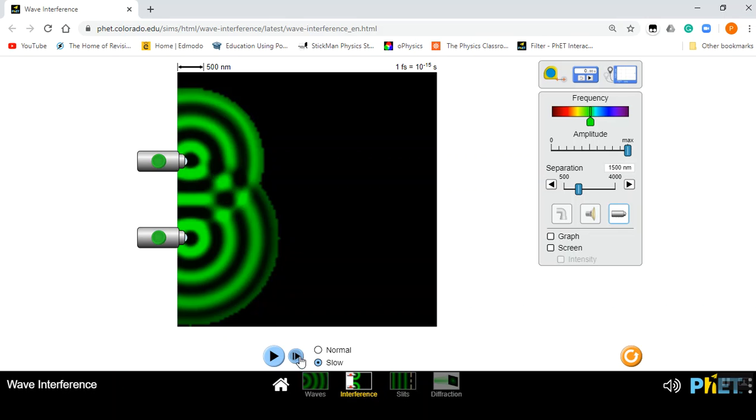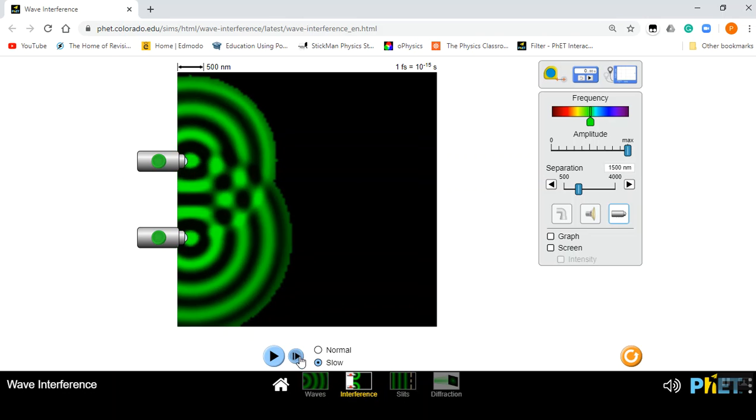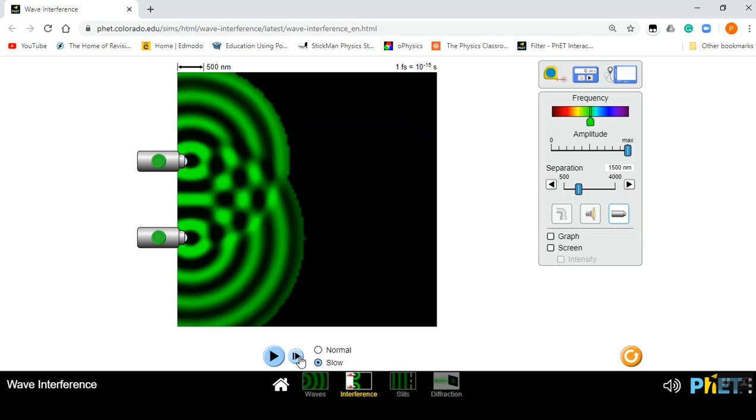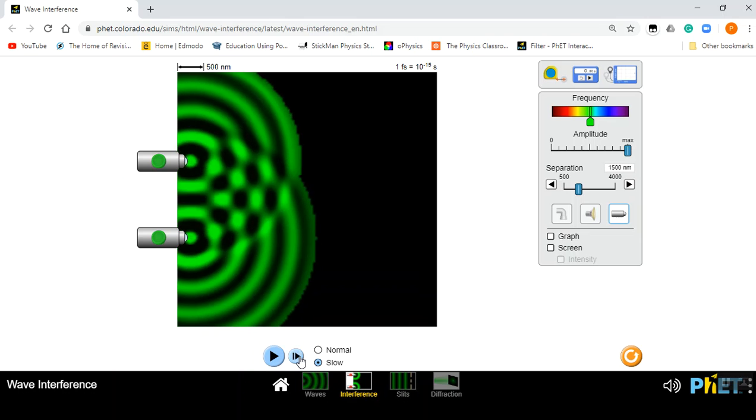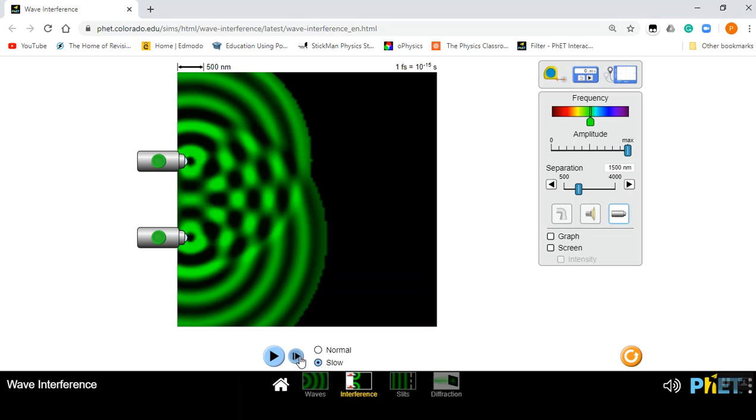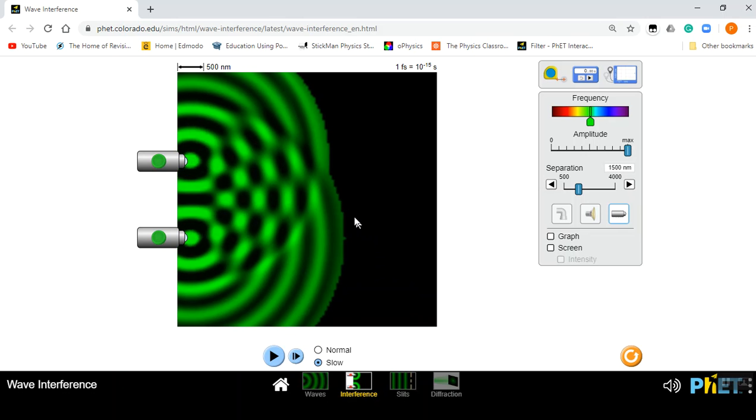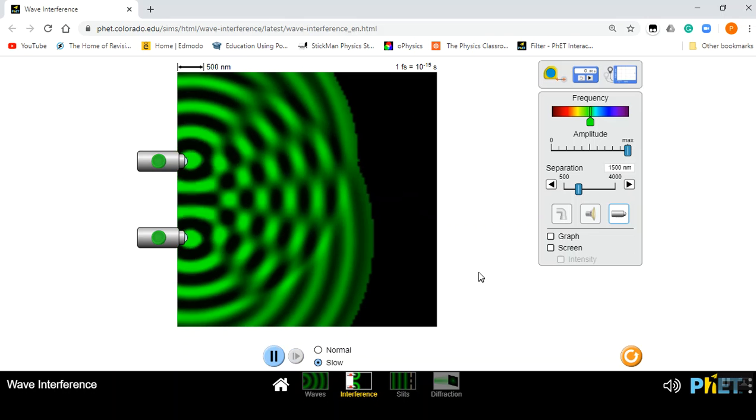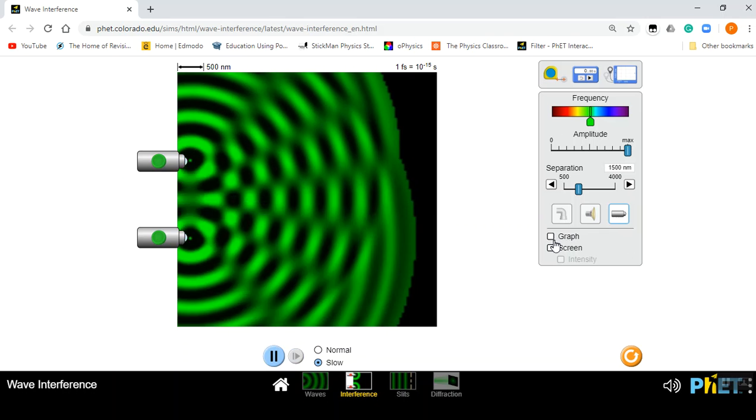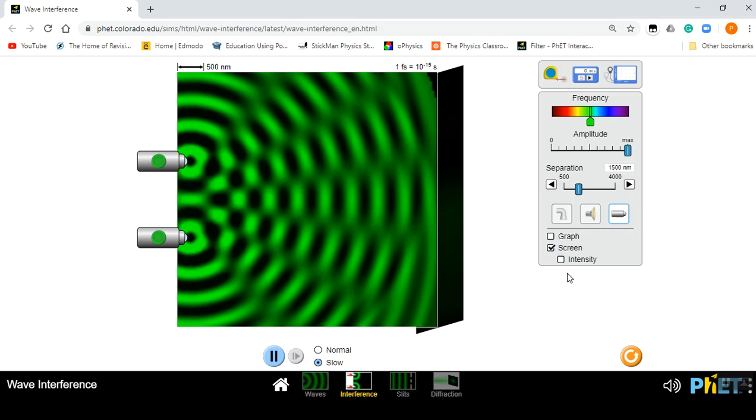So what we see if we move on is that every whole wavelength is constructive interference, and every odd half wavelength is destructive interference. So when a crest meets a trough, destructive, and when a crest meets a crest, constructive interference. I hope that makes a bit more sense. If we put the screen back again, what do we notice?